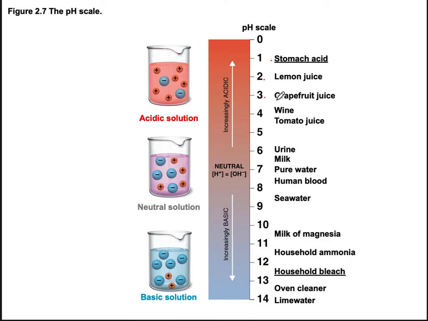Wine can vary, but it tends to be slightly acidic, around a 4. Tomato juice as well. And then we have urine and milk around 6. And then we have pure water. Perfect pure water would be a 7.